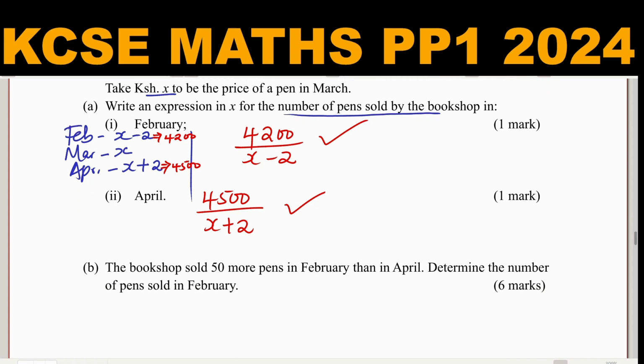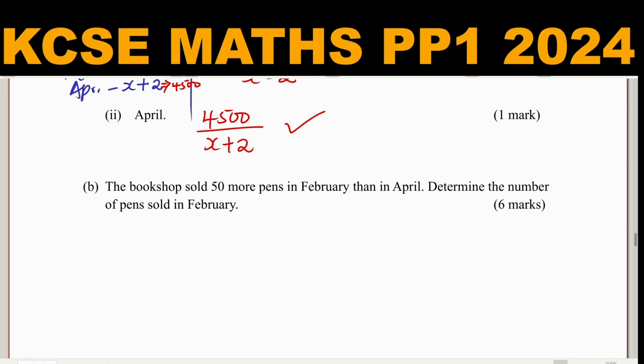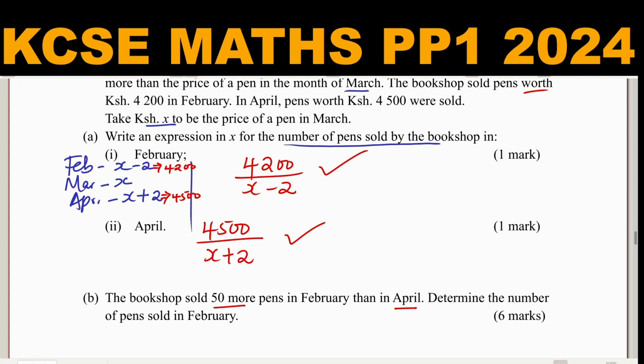Now after doing that, we go to part B. The bookshop sold 50 more pens in February than in April. Determine the number of pens sold in February. So the bookshop sold 50 more pens in February, and we have the expression for the number of pens sold in February and April. So 50 more pens in February than April.